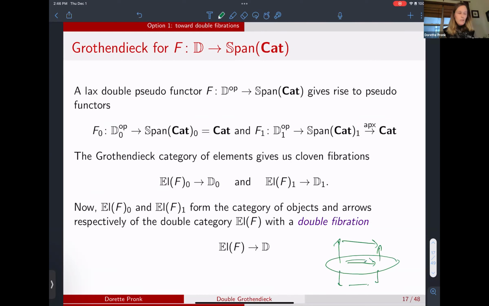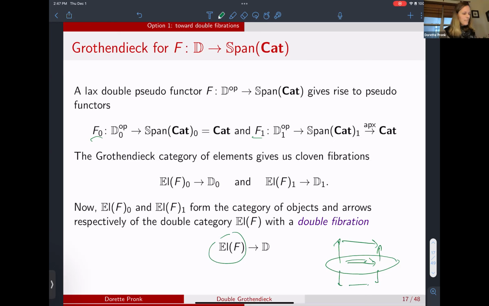And I can apply the Grothendieck construction for each one of these two functors. So we get an elements category for F0 and for F1. Elements for F0 give a fibration over D0. For F1, you get a fibration over D1. And then they form together the objects and arrows for a double category that we'll call elements of F, with a double fibration into D. Well, we haven't defined that yet, but that's my next slide.